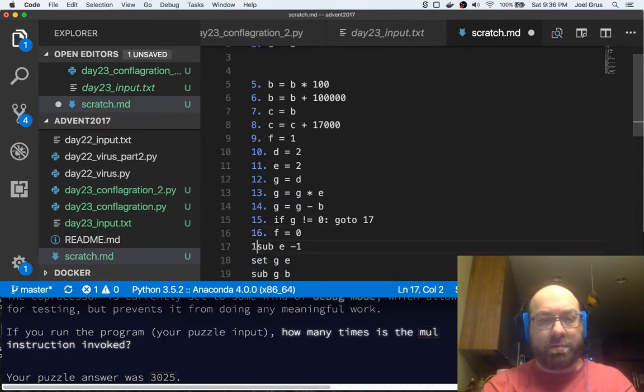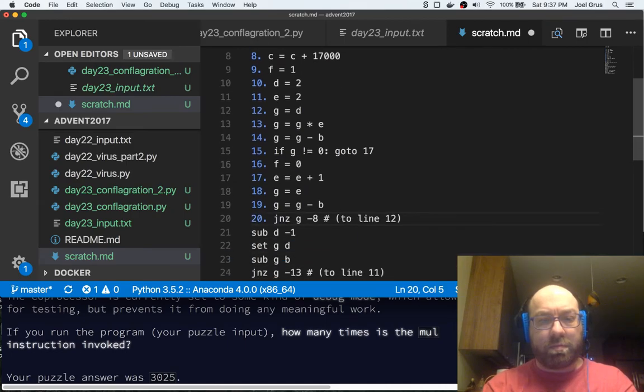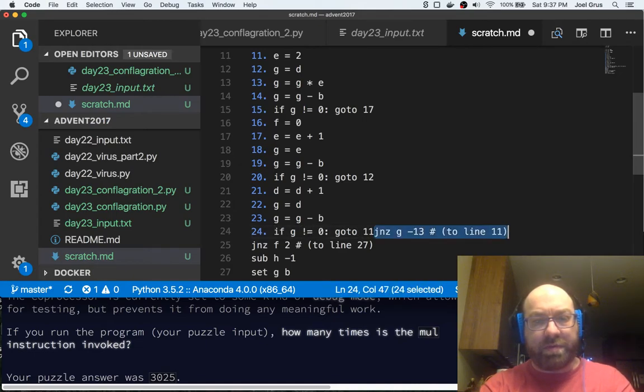F equals 0. E equals E plus 1. G equals E. G equals G minus B. If G is not equal to 0, go to 12. D equals D plus 1. G equals D. G equals G minus B. If G is not equal to 0, go to 11.